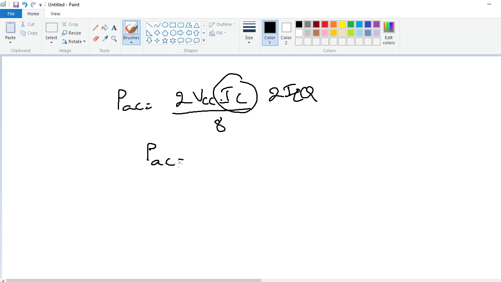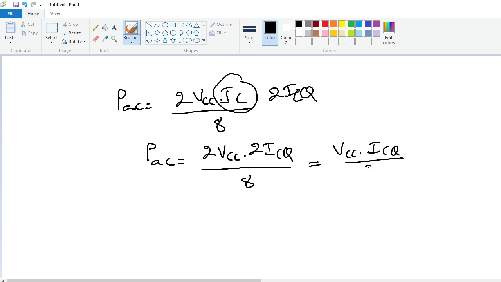Finally, PAC is equal to 2 VCC into 2 ICQ divided by 8. That is equal to VCC into ICQ divided by 2. We know that PDC is the DC power, so DC voltage into DC current. Obviously, DC current is nothing but ICQ. At the active region, DC current is equal to ICQ.